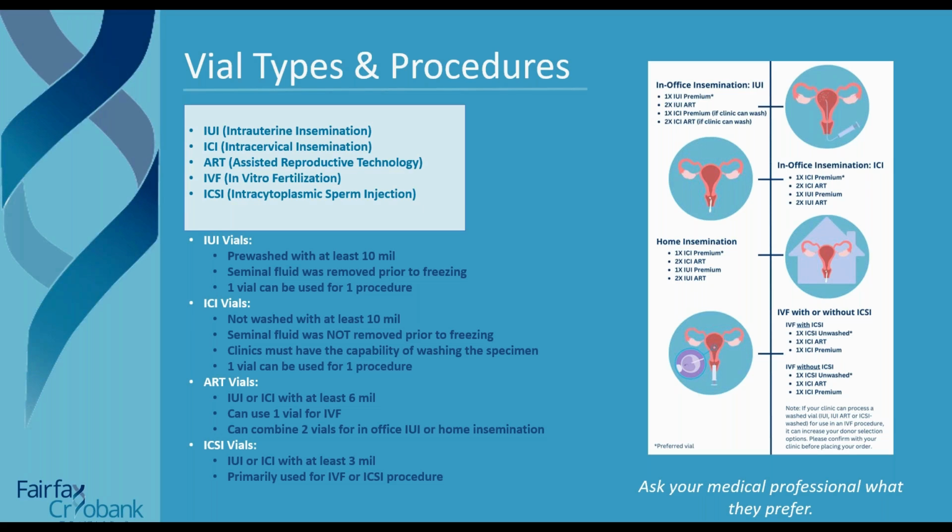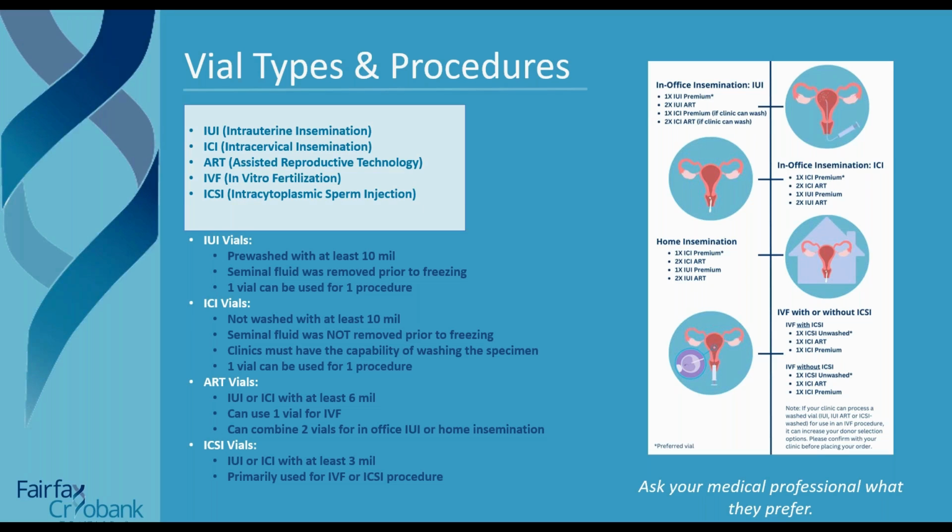Now, ART vials have less volume. So an IUI or an ICI ART vial is either washed or unwashed. It has 6 million total motile cells as a quality standard. These can be used individually for an IVF procedure, or if there are no IUI or ICI premium vials available, two vials can be combined for one procedure or home insemination.